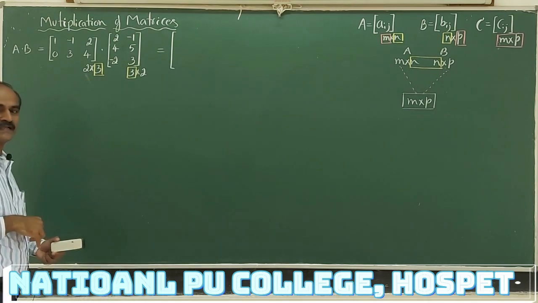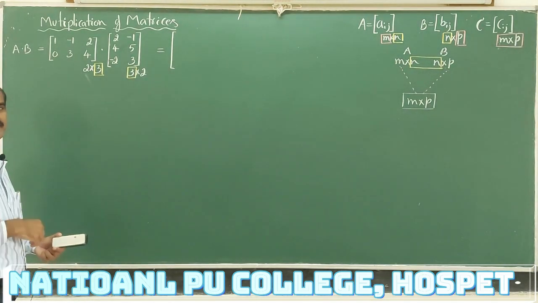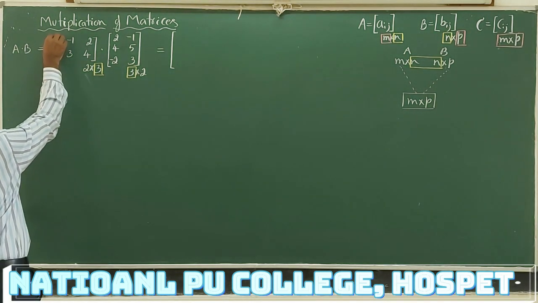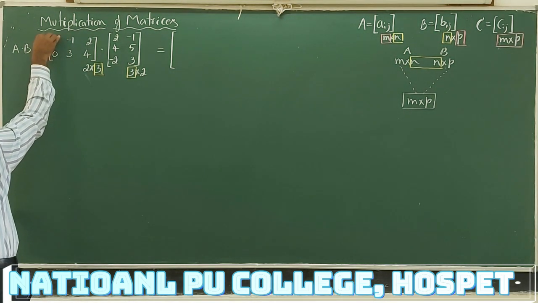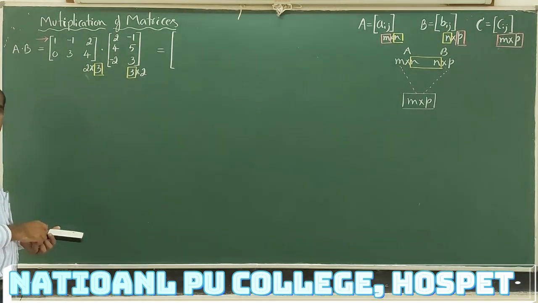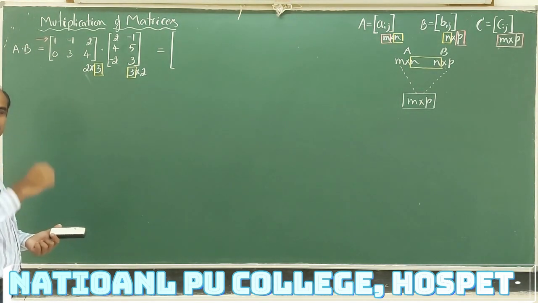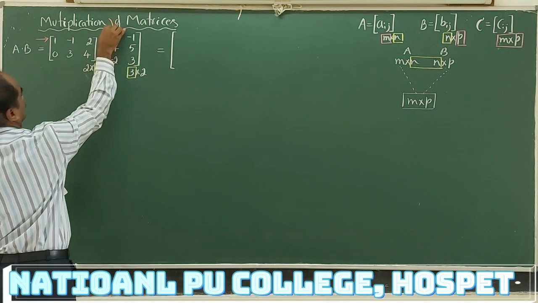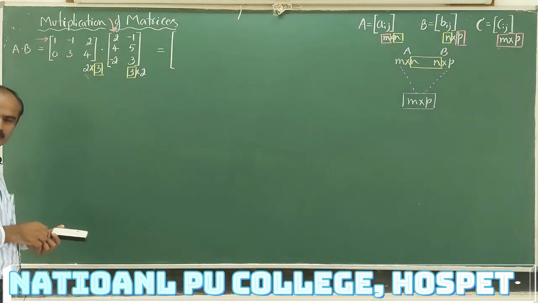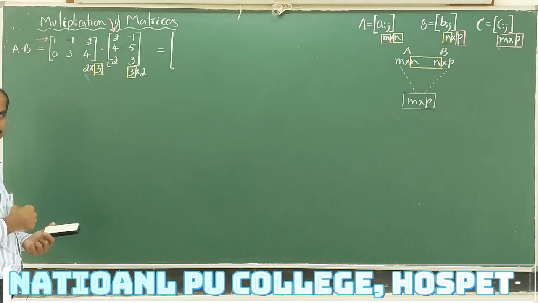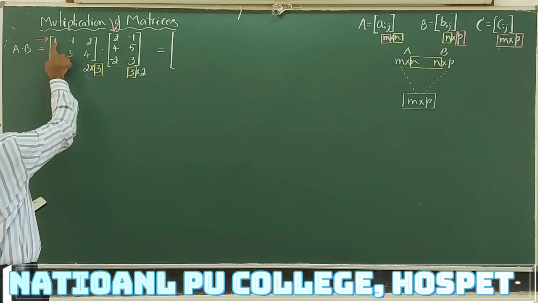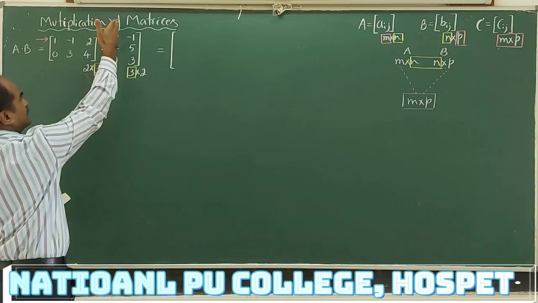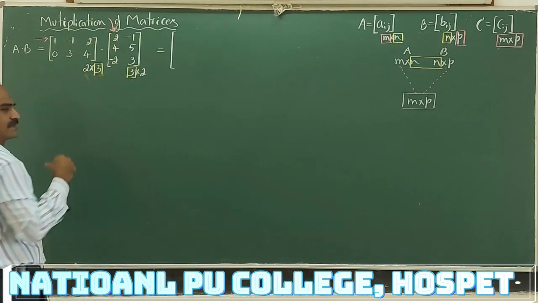How to write the entries in the resulting matrix? The procedure is, you choose the first row elements of the first matrix and the first column elements of the second matrix. How many elements are there in this row? 3. How many elements are there in the first column of the second matrix? 3.